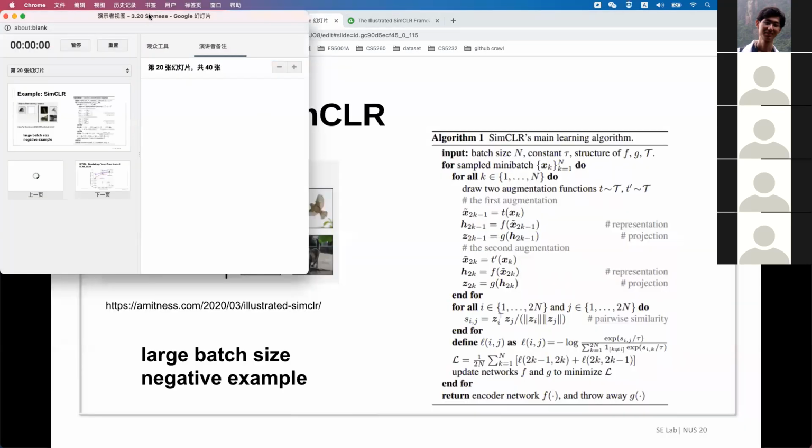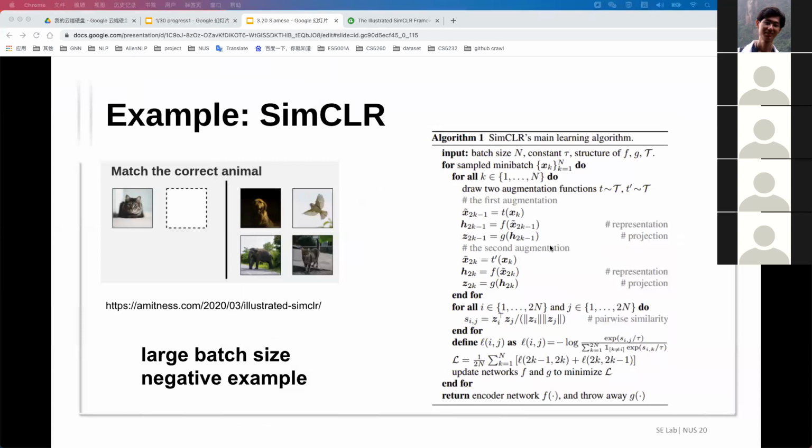Okay, so we now look at the algorithm of the CMCR. First, it has a fixed batch size, the constant tau, the encoders F and G, and the augmentation function tau. It first applies the augmentation to get the two pictures T and T prime, and then feeds them into the representation module and the projection module to get the corresponding latent vector Z.